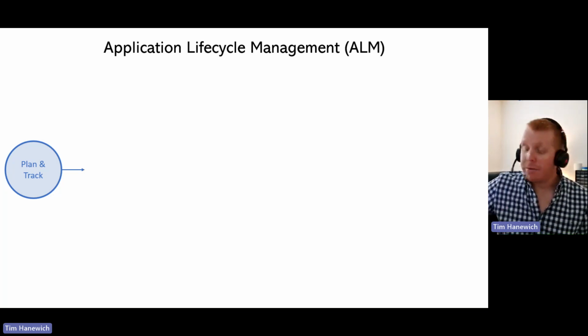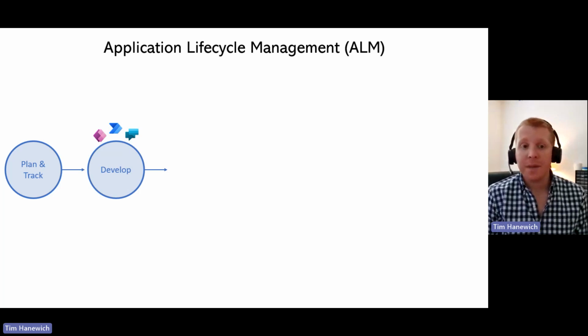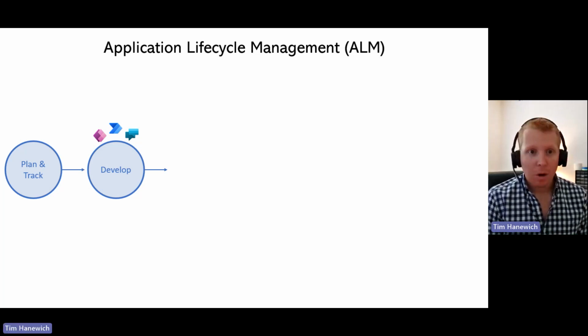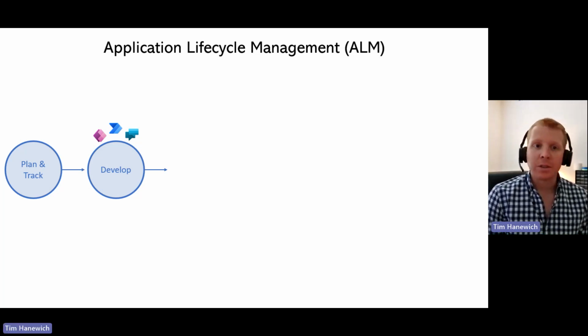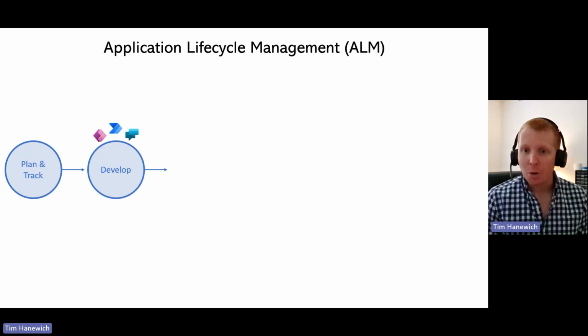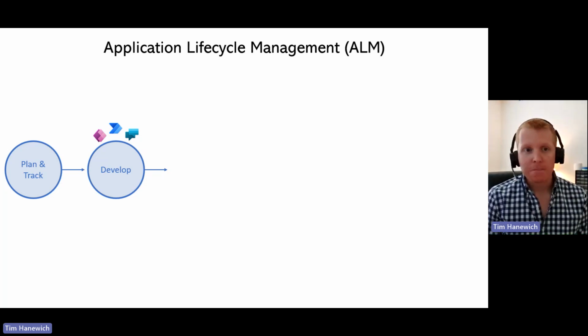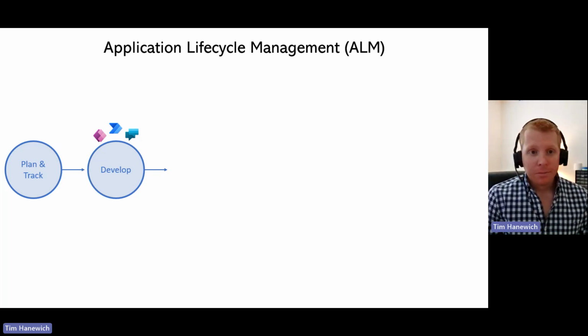You would then move from that phase to the develop phase. And that's when you would put pen on paper. You would use tools such as Power Apps, Power Automate, PVA, Dataverse to actually create your software that you had planned and outlined in the plan and track phase. And in this phase, you would build everything from the database structure, tables, option sets, UI, workloads, and so forth.